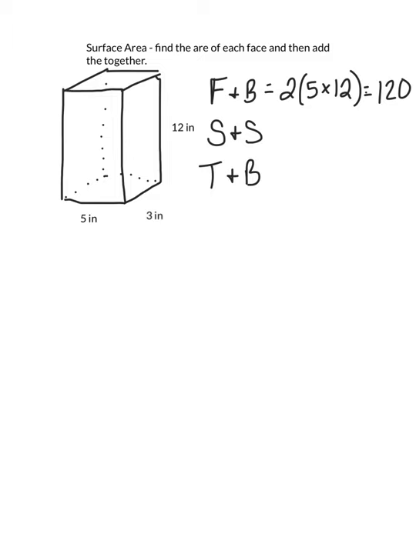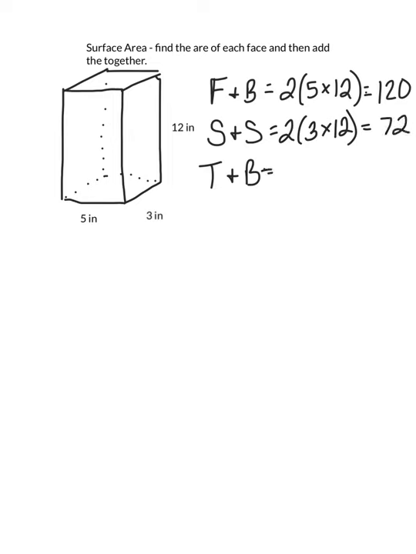Next, let's look at the two sides. The side over here is 3 by 12, and there's one side and another side. So now I'm going to do 2 times 3 times 12. I know 3 times 12 is 36, times 2 is 72.